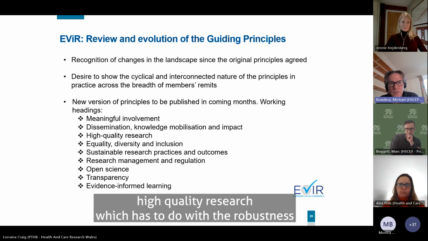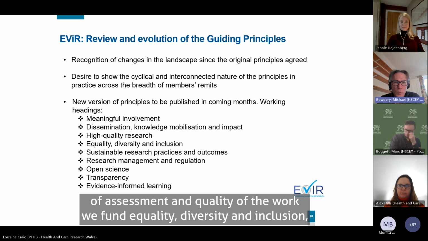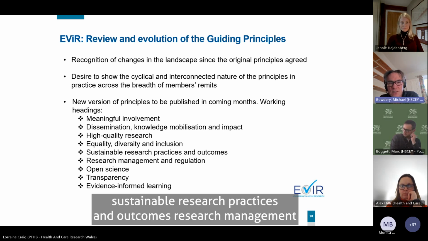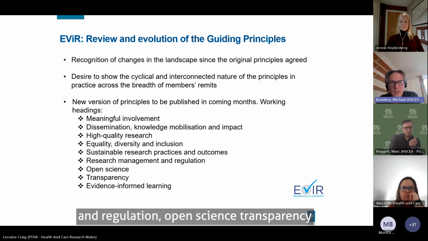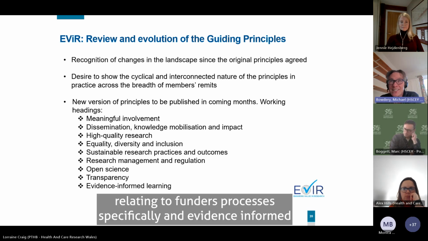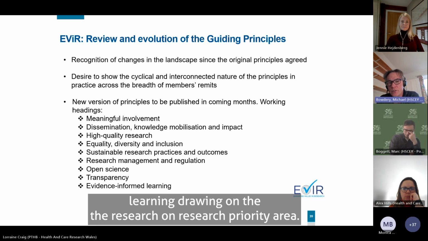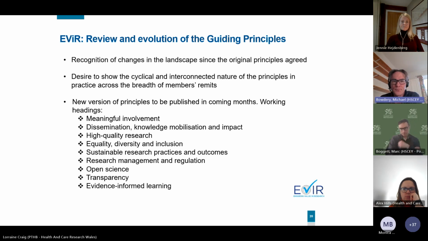High quality research, which has to do with the robustness of assessment and quality of the work we fund. Equality, diversity and inclusion. Sustainable research practices and outcomes. Research management and regulation. Open science. Transparency, relating to funders' processes specifically, and evidence-informed learning, drawing on the research on research priority area. Next slide, please, Sarah.